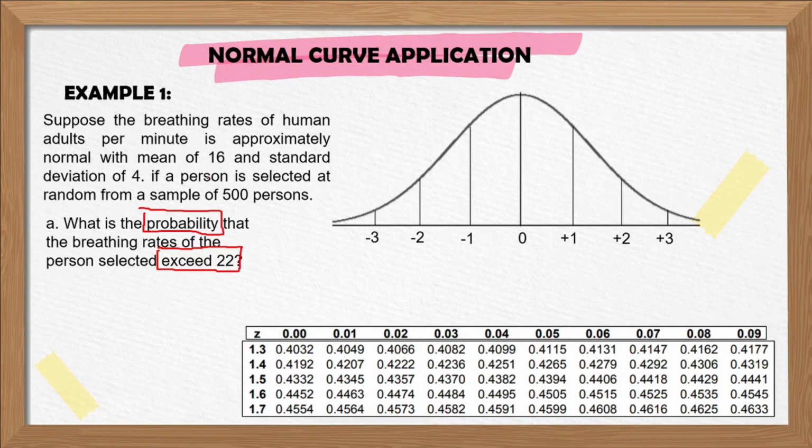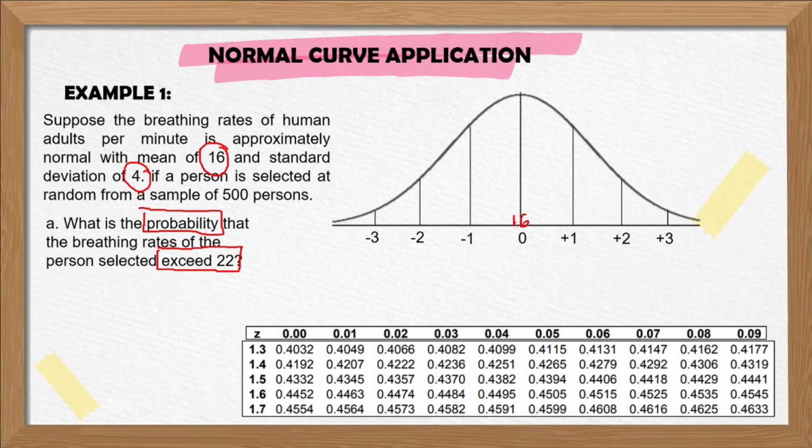So let us encircle also the given values. The given values are the mean, which is 16, and the standard deviation of 4. Since the mean is 16, let us write 16 at the middle of the normal curve, and it is aligned with 0. Then positive 1, positive 2, positive 3, negative 1, negative 2, negative 3. Those are the z-scores.